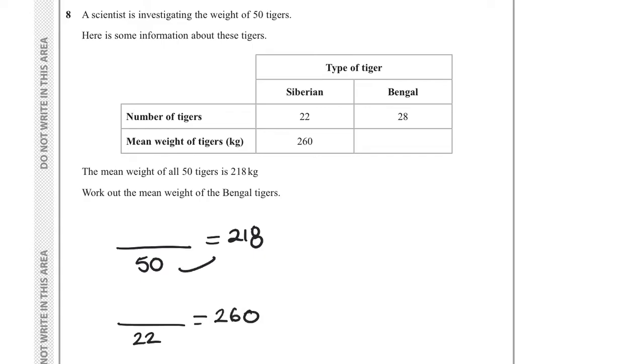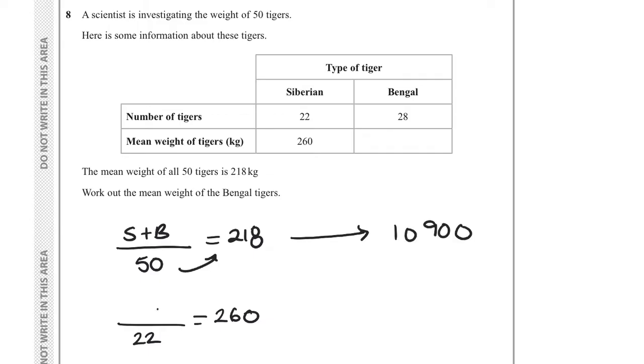260. Okay, so let's find out the total weight of all the tigers. This is the Siberian plus the Bengal. Okay, so 50 times 218. So that means the total weight is 10,900.